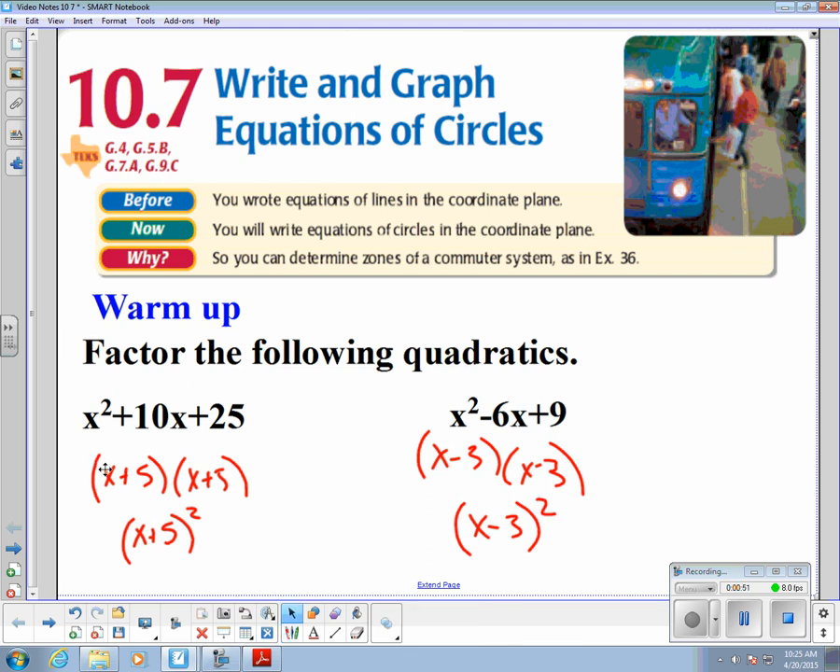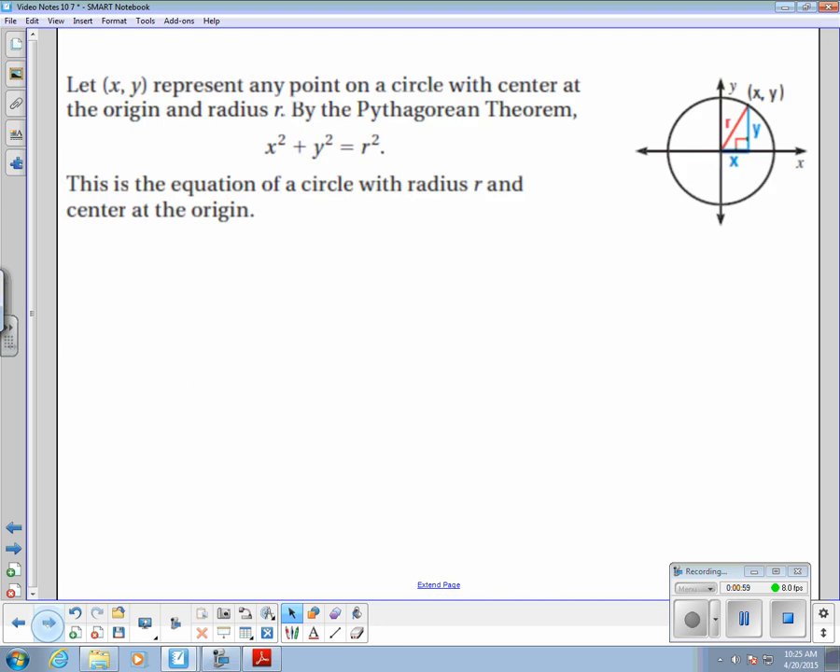And so this is going to be a part of what we're going to be doing today. So we'll get to that eventually. But I wanted to make sure you could factor these quadratics and see that these are special. Okay? All right, so the standard form of a circle, we can do Pythagorean theorem, and the standard form is x squared plus y squared equals r squared, as long as the center is the origin, which doesn't work out very often because circles can be all over the place on a graph, but it's our starting point.